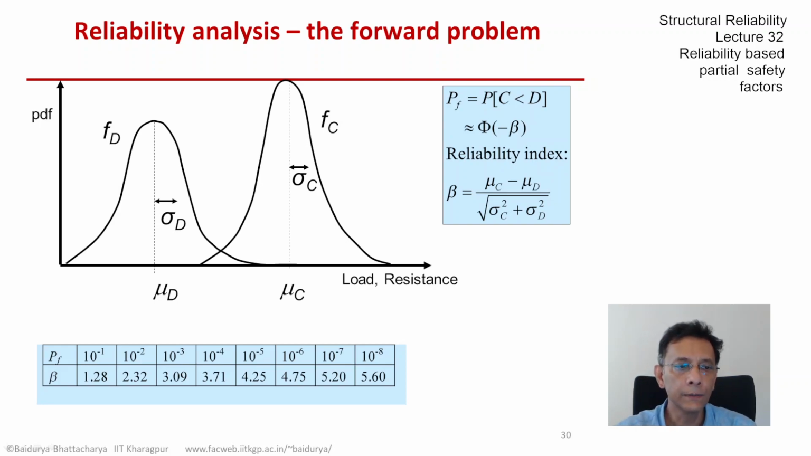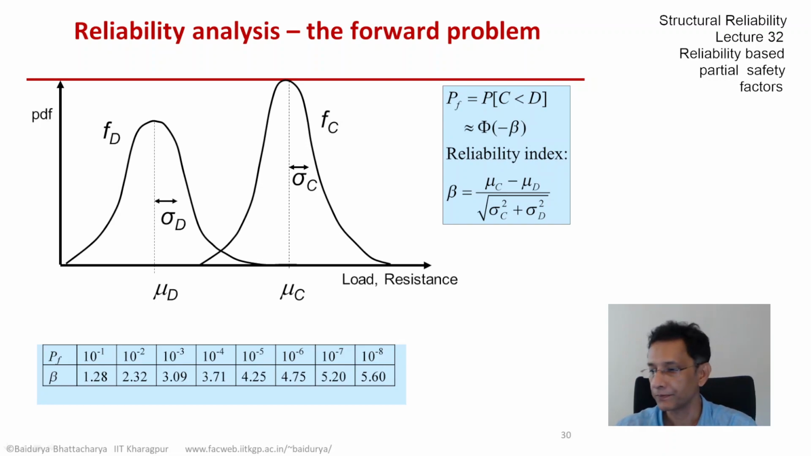So that's the numerical range in which we find most of our components and systems to fall. Now, this is so far the forward problem in reliability. So we have been given a structure, and if we know its strength, if we know the load, if we know all the distributional properties, we can find the reliability of the structure. So that is the forward problem, and it's a relatively easier problem.